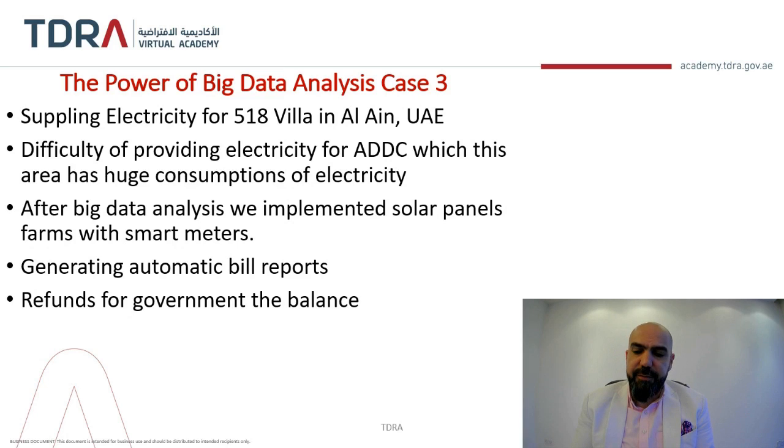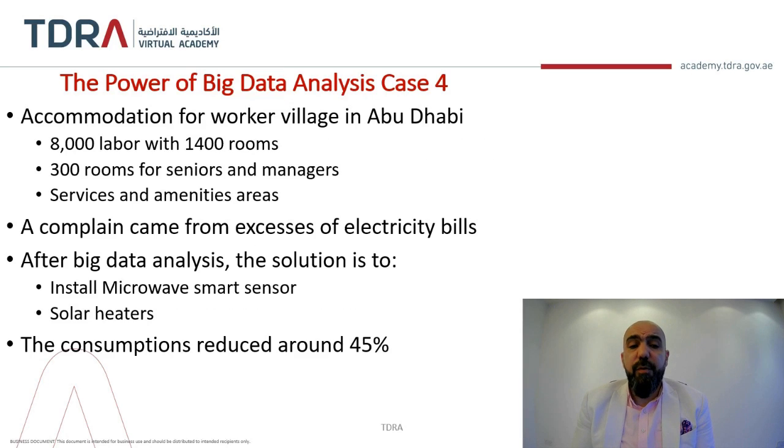And you have to follow it in your life. Maybe case number 4 was also in the UAE, a worker village. This worker village contains 8,000 laborers with 1,400 rooms, 300 rooms for the supervisors and managers, plus the services and amenities such as the kitchen. They were complaining about the excessive electricity consumption they were paying to the government, and it became higher and higher.